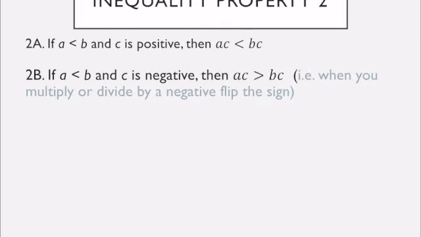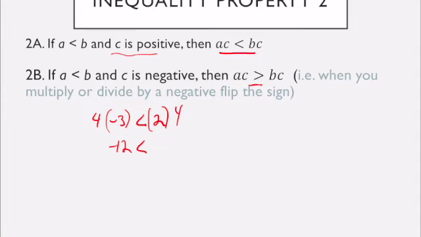I have another property that is the multiplicative property of inequality, and that's saying that if I multiply by a constant that's positive, my inequality remains true. But if I multiply by a quantity that's negative, we have to flip the sign, i.e., if you multiply or divide by a negative, you have to flip the sign. So let me work out a quick example of this. Let's say I have negative 3 is less than 2. If I was to multiply this by 4, I have negative 12 is less than 8.